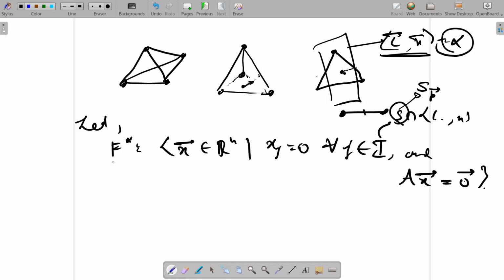So f star will contain p, right? Because pj is 0 for all j in I, because the equality constants are tight, or rather the sign constants are tight for all those indices j. So remember, the vector p is in f star plus b.